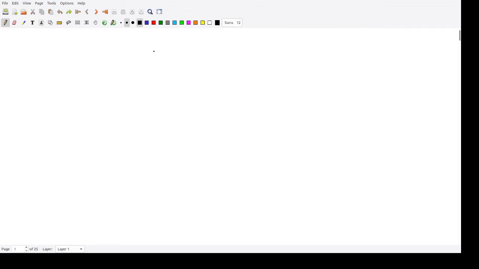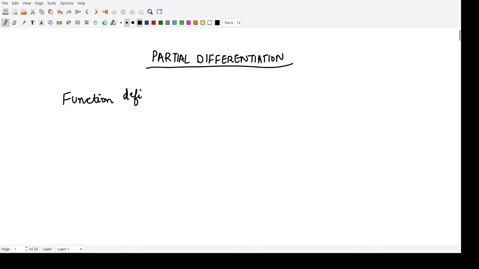Start with partial differentiation. So before moving on to this partial differentiation, we have to know what is a function which is defined on 2 or 3 variables.